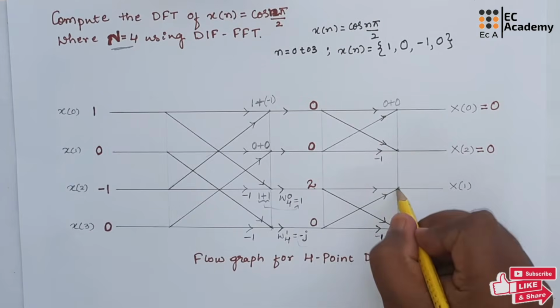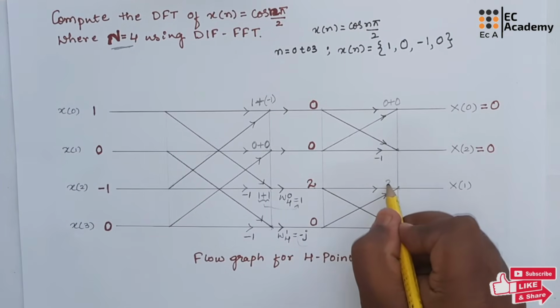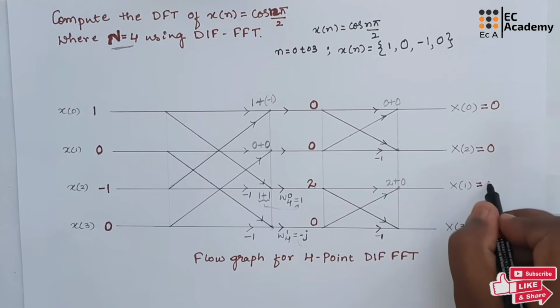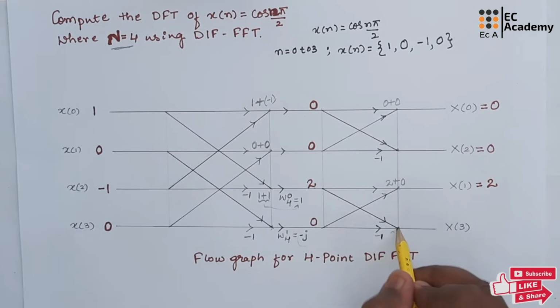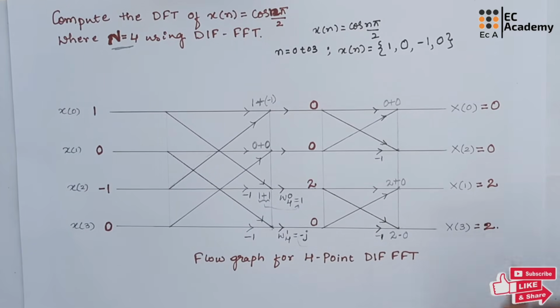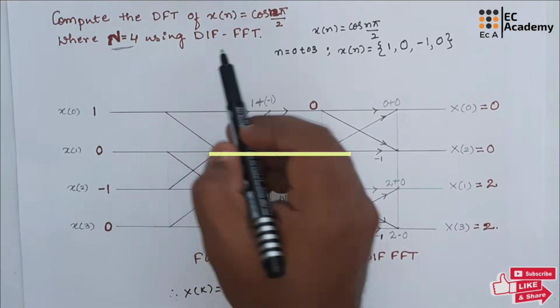Now, to find the output at this point, it is 2 plus 0. So, x of 1 is equal to 2. To find the output at this point, it is 2 minus 0. So, we will get x of 3 as 2. Finally, we can write the DFT as x of k is equal to 0, 2, 0, 2. So, this is the DFT of the given sequence using DI of FFT.